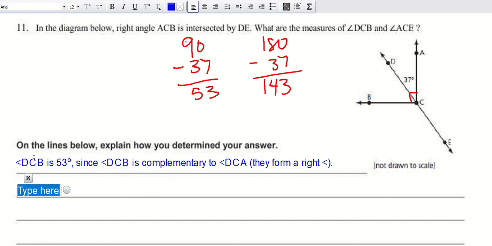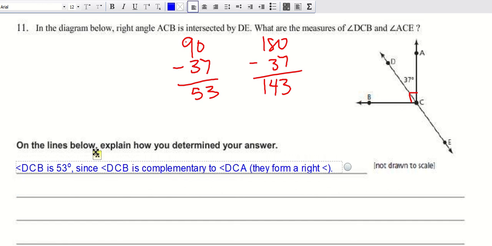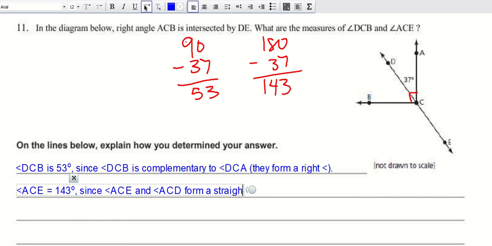And then in the second line, right, we're going to go ahead and say some cool stuff, right? What's the other one? Angle ACE is equal to, we got 143 degrees, okay? And then why is it 143 degrees? Same thing. Since angle ACE and angle ACD form a straight line and are supplementary. And that's it. There's our explanation.